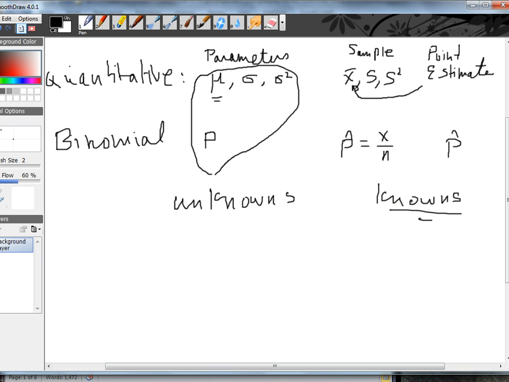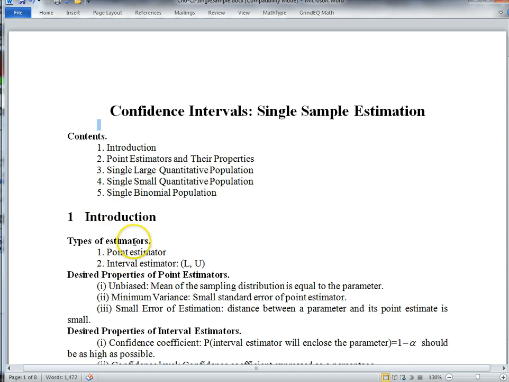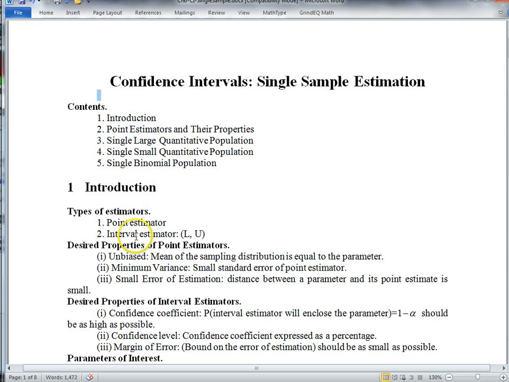Okay, so we have point estimators and we have interval estimators. We're going to focus on interval estimators because you estimate the parameter with an interval. First, we're going to look at point estimators though. Good estimators have these properties: unbiased, which means the mean of the sampling distribution is equal to the parameter. The mean of x bar is mu. The mean of p hat is p, which is what we had. And minimum variance, or a small standard error. And small error of estimation. The distance between the parameter and its point estimate is small.